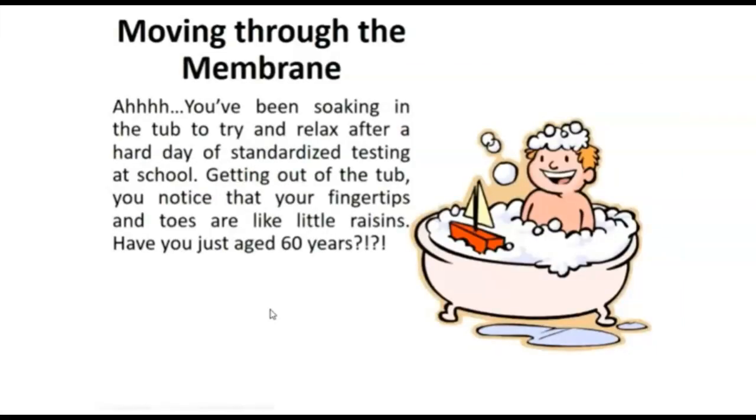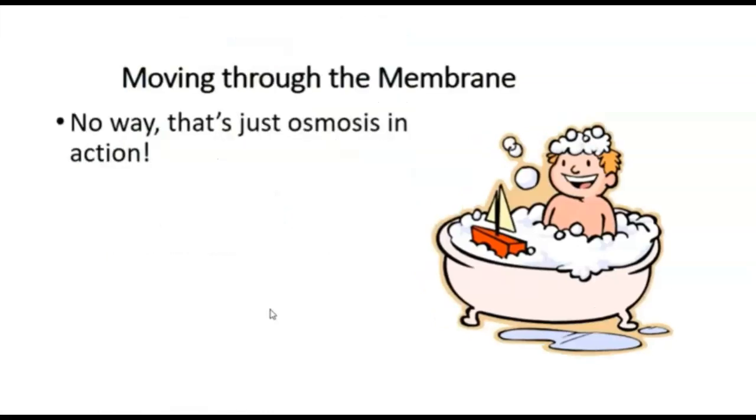You've been soaking in the tub to try and relax after a hard day of standardized testing at school. Getting out of the tub, you notice that your fingertips and toes are just like little raisins. Have you aged 60 years? No, that's just osmosis in action. Your fingers and toes have actually absorbed the bath water, causing the tips of your toes and fingers to form wrinkly folds. Again, osmosis, moving of water molecules from high concentration in the bathtub to lower concentration inside your cells.